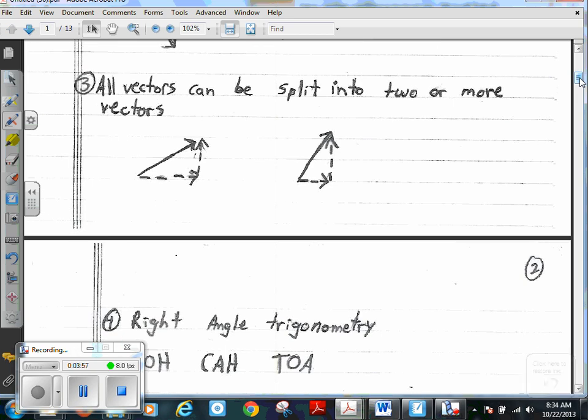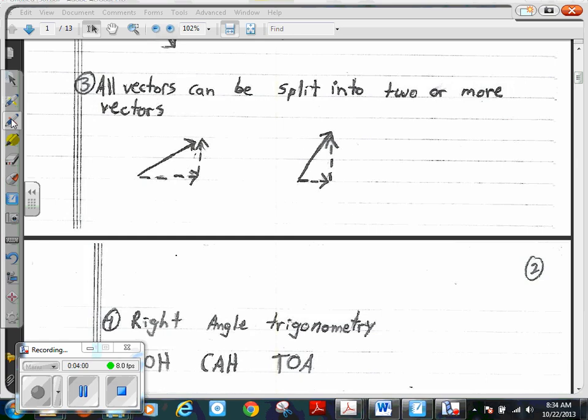And this point right here is very important. All vectors can be split into two or more vectors. And the reason why we want to do that is so we can make a right triangle. Okay? So, for instance, this is the vector that we're going to talk about. Now, if we were going to do some math with this vector, what we would want to do most of the time, unless there's no change in one of the components of the vector, is split this up into a right triangle.